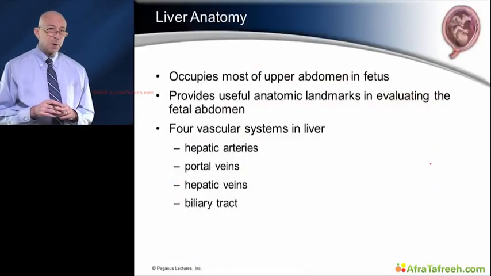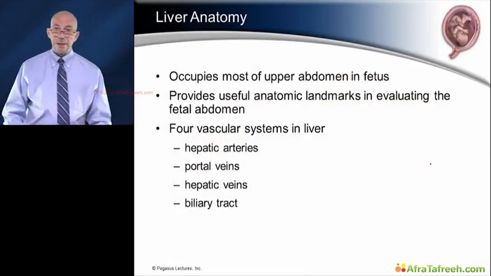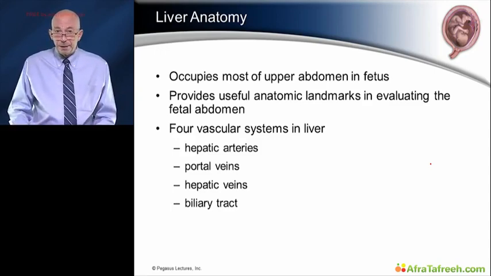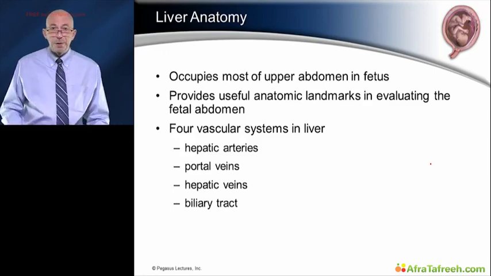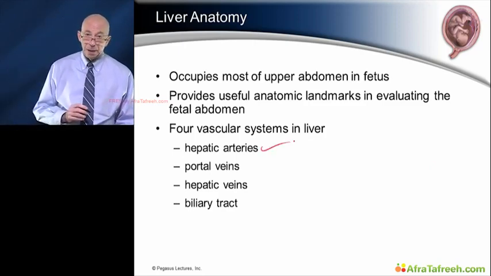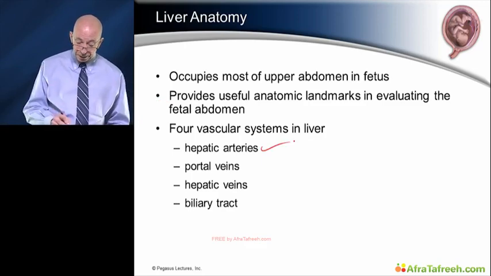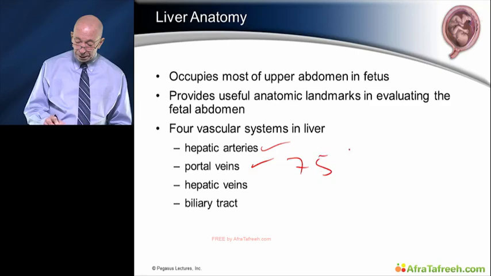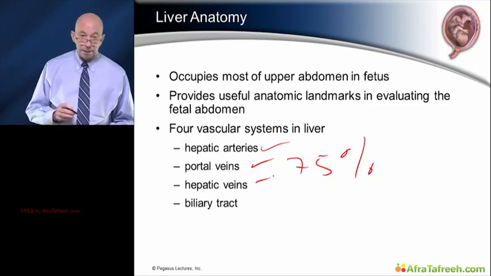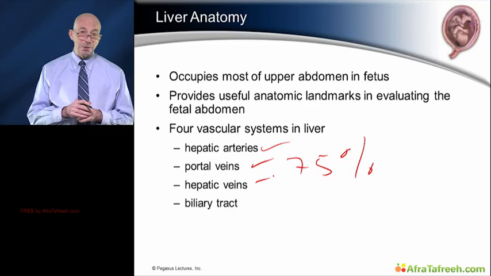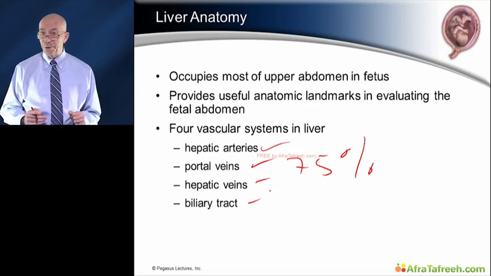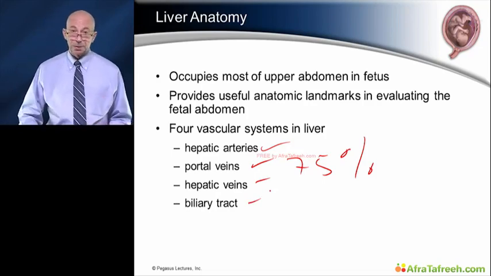The liver occupies most of the upper abdomen in the embryo and in the fetus. It provides useful anatomic landmarks in evaluating the fetal abdomen. Recall that there are 4 vascular systems in the liver. There's the arterial supply via the hepatic artery. There is blood supply via the portal vein. About 75% of blood supply to the liver actually comes via the portal vein. There are the draining hepatic veins that drain into the inferior vena cava, and the biliary tract is also considered a type of vascular system, although it's not a blood vascular system.